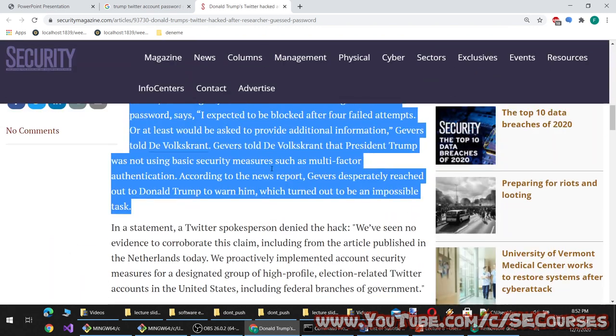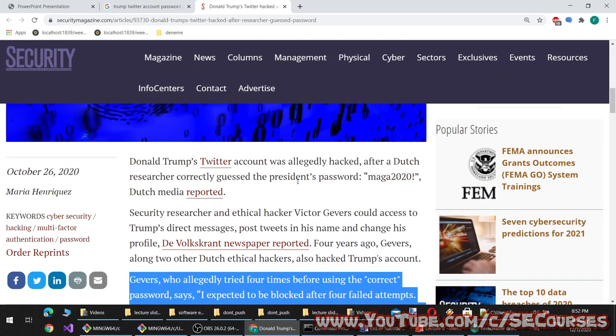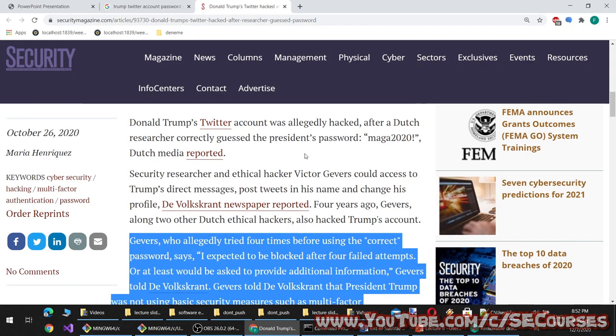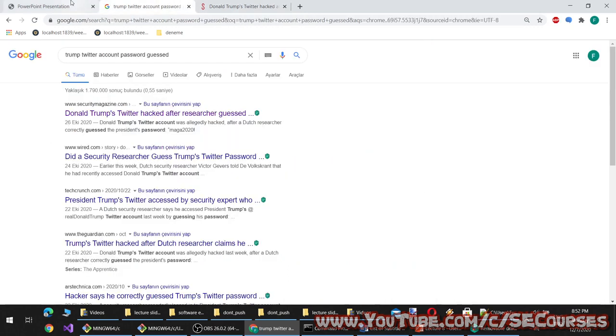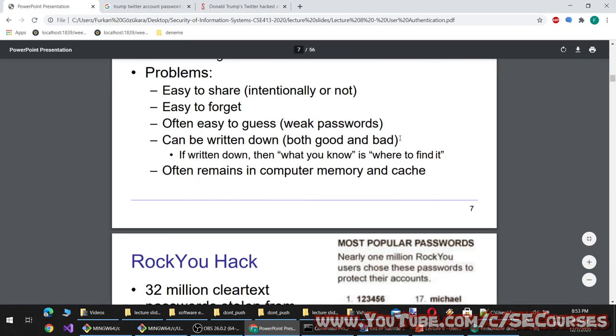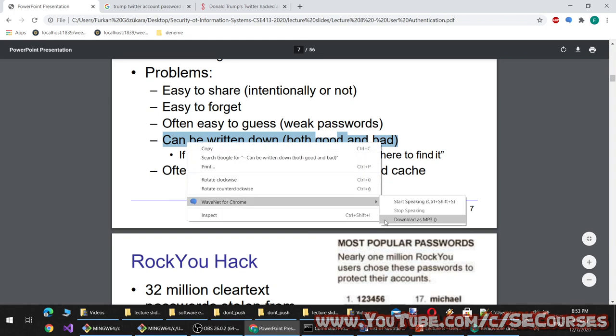Okay, so this can be true. If you can guess the account password in a few tries, you can actually log in to that account. However, if you try multiple times, a good website would prevent you from further trying consecutively. This is actually what it says here: I expected to be blocked. Blocked by whom? Blocked by Twitter in this case. So weak passwords are really a problem.